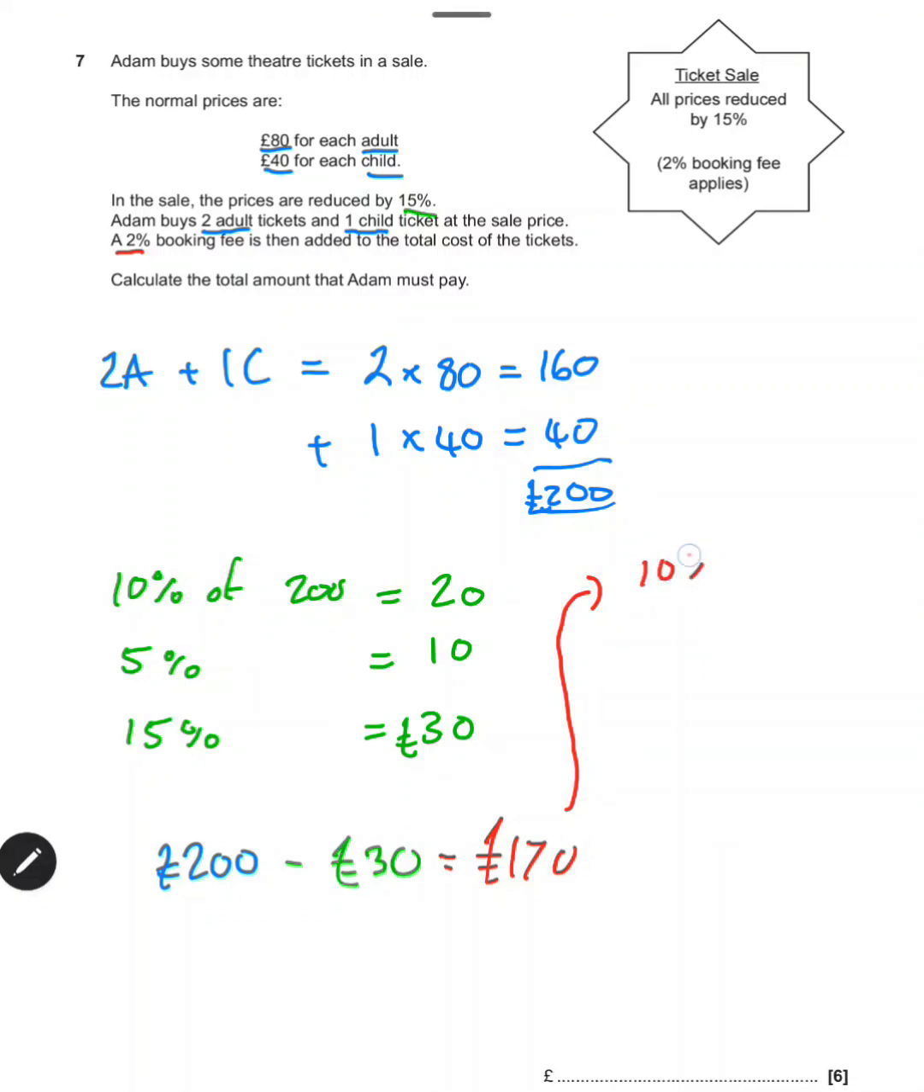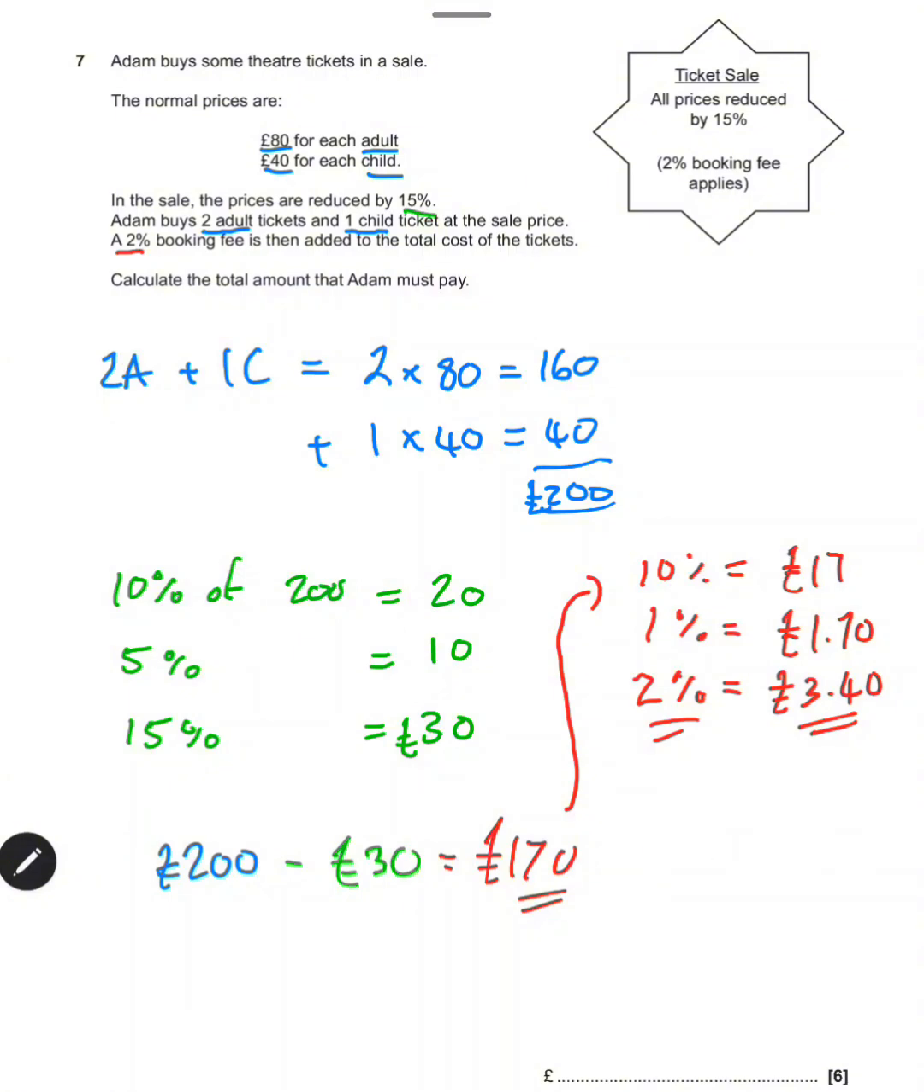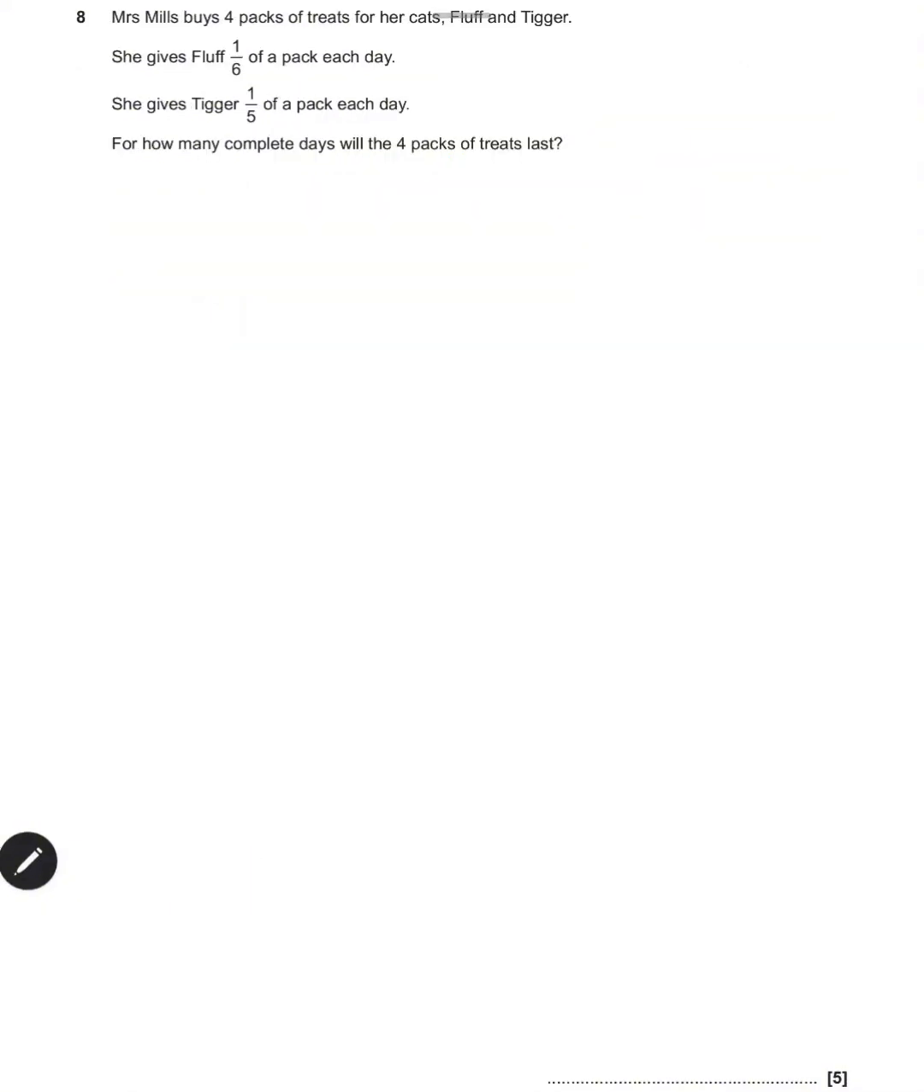So let's do that. 10%. Again, divide by 10, take that 0 off, is £17. I can now come down to 1%. Again, dividing by 10, I'm going to get £1.70. When I've got 1%, I can get 2%. Just double this, £1.70, add £1.70, that'd be £3.40. That is what's added on to the total cost. So what I'm going to do is 170 added to £3.40. The final amount that my pal Adam pays is £173.40.